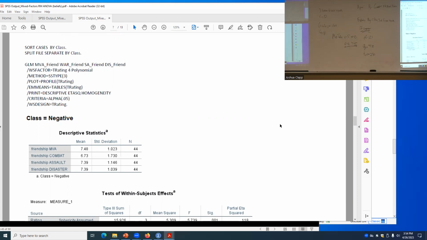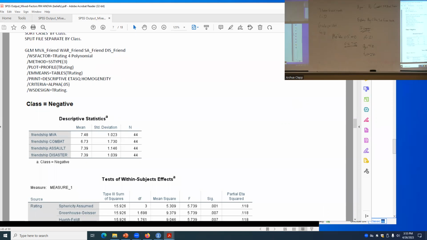So what I'm going to do is separate my file by class and break things up by group. Then I'm going to run a one-way repeated measures ANOVA for each one of those separately, right? So I'm just going to run a one-way repeated measures ANOVA comparing MBA, combat, assault, and disaster separately within each group, okay?